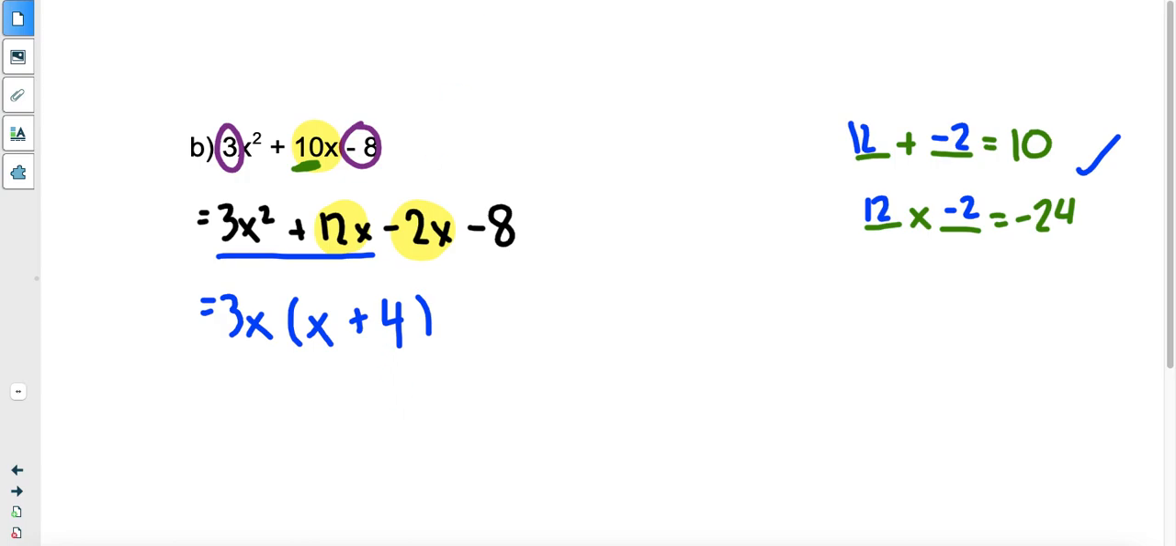I'm going to do the same thing for my last two terms here. I'm just going to common factor this out. So I need to think about, again, what goes into both negative 2x and negative 8? Well, negative 2 goes into both negative 2x and negative 8. So I can common factor out a negative 2. Negative 2 times x gives me negative 2x. So I'll put an x inside my brackets. Negative 2 times positive 4 gives me negative 8. So I'll put a positive 4 inside my brackets.